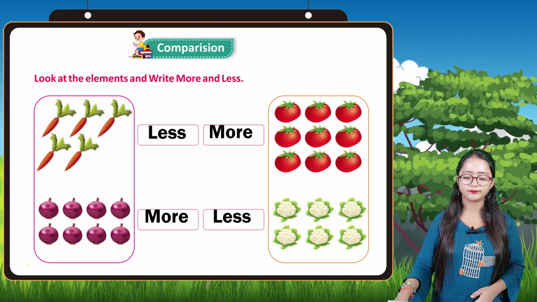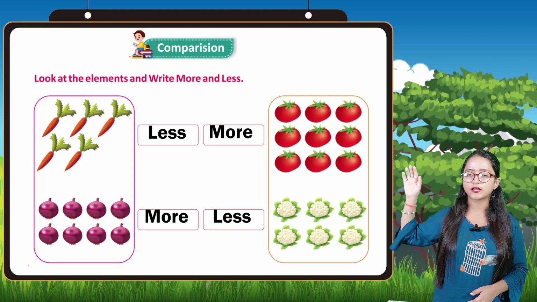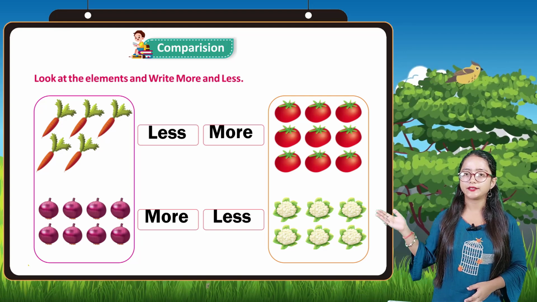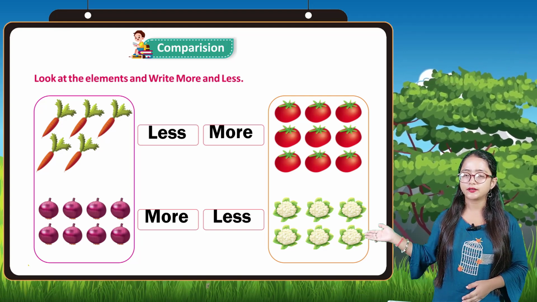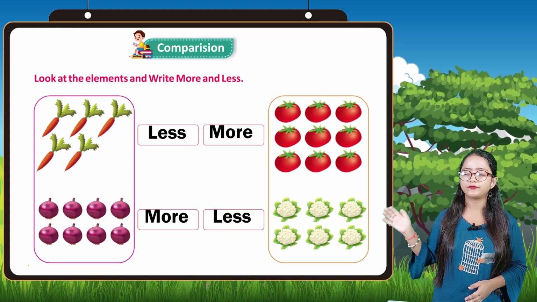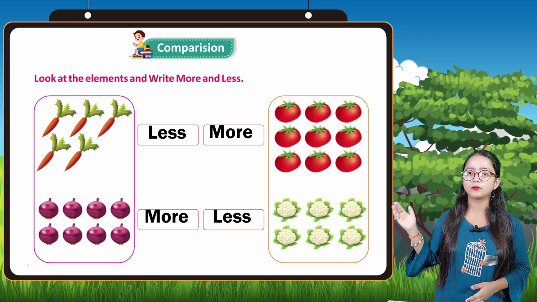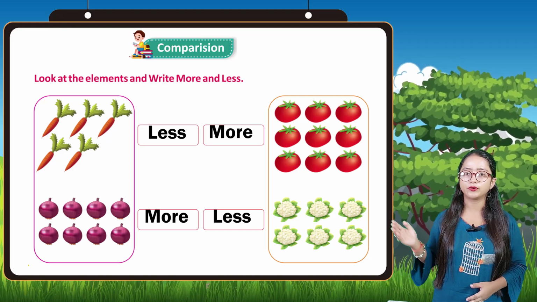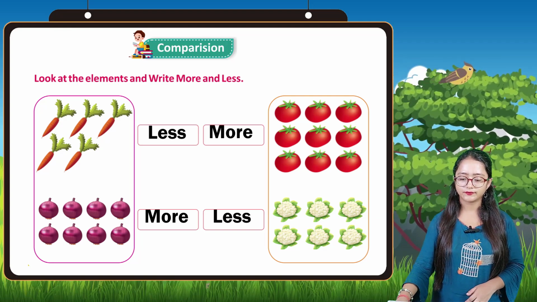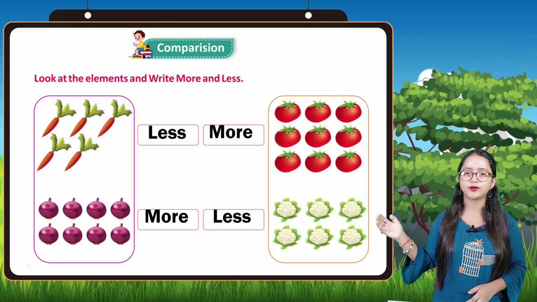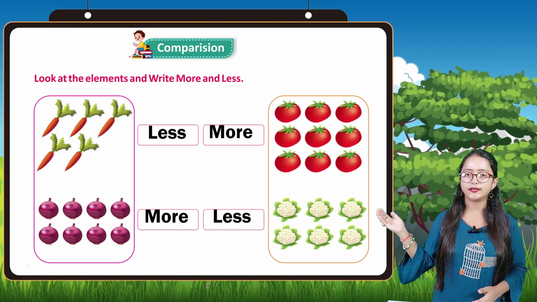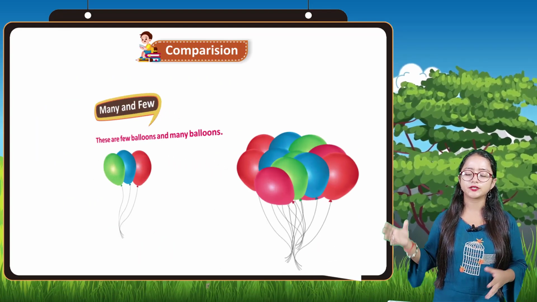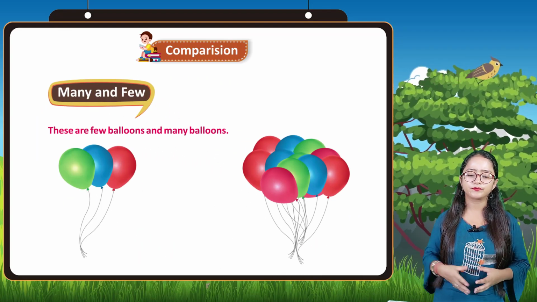Next one, first count the tomatoes. There are total 9 tomatoes, whereas there are total 6 cauliflowers. So that means tomatoes are more and cauliflowers are less. So write down M-O-R-E, more here. Then in the cauliflower one you have to write down less. L-E-S-S, less.